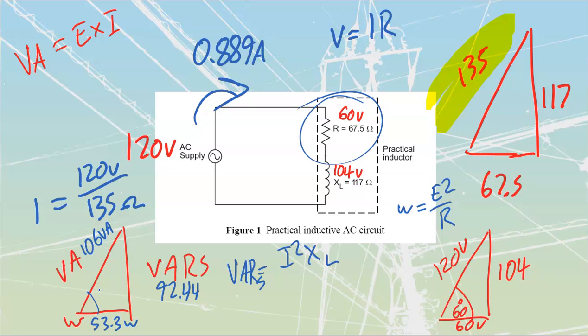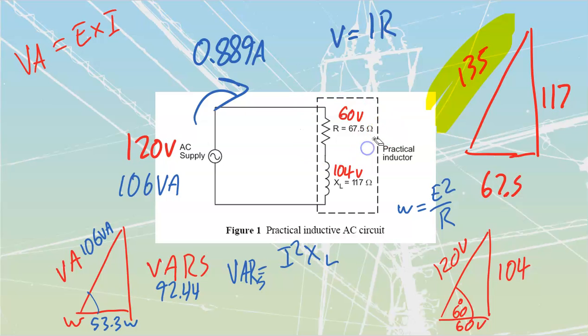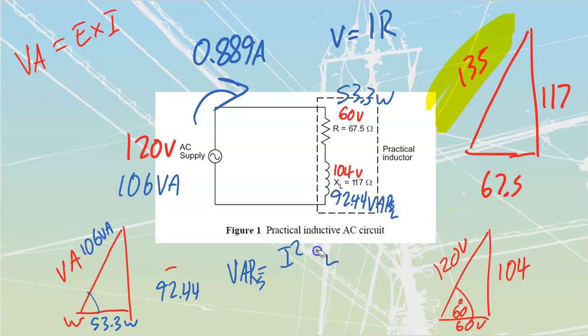The final thing that I would look for inside of this circuit, so I'm just going to write my VAs over here. 106 VA. I'm going to write my watts up over here: 53.3 watts. I'm going to write my VARs down here: 92.44 VARs. L. It's an inductive type of circuit that I have over here.